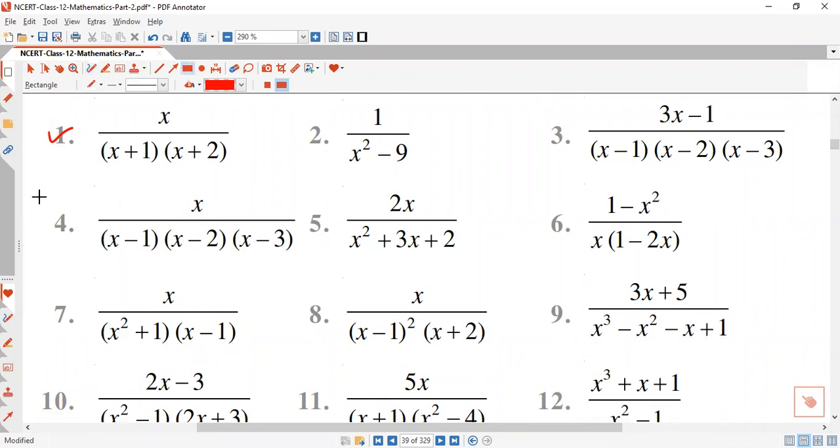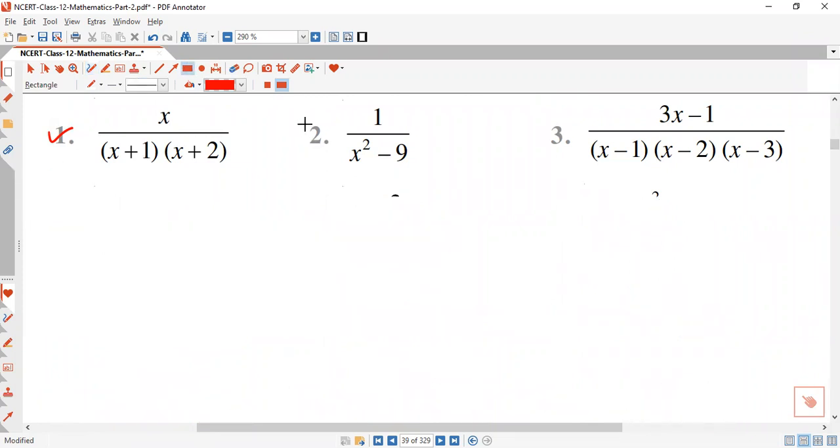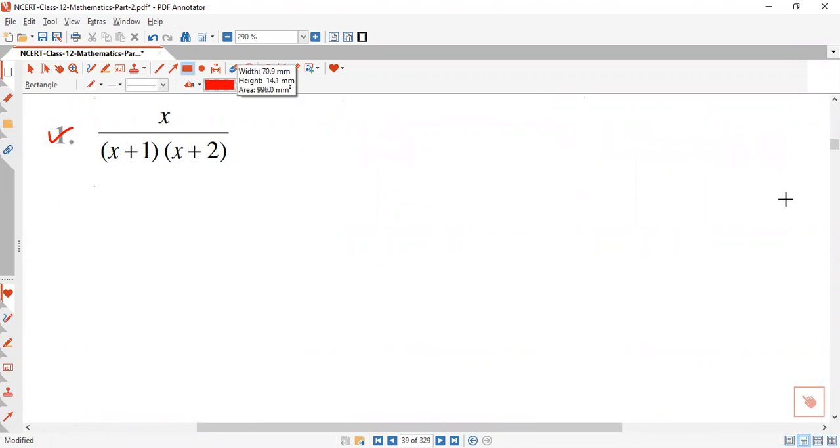This integrand is given: x upon x plus 1 times x plus 2. We have one numerator and the denominator is given in factors. Whenever we have a factor like this and want to do the integration, first of all we will find the partial fractions of this integrand.